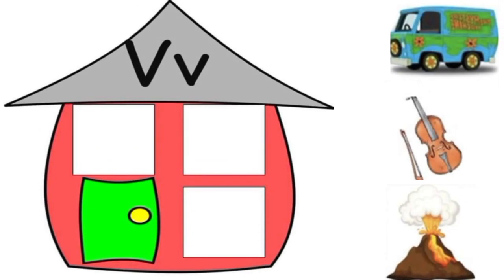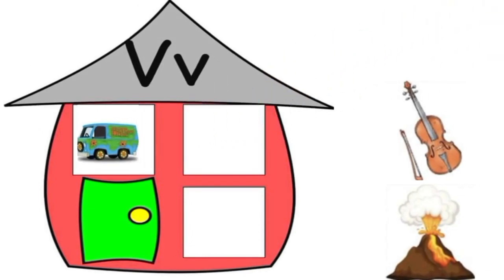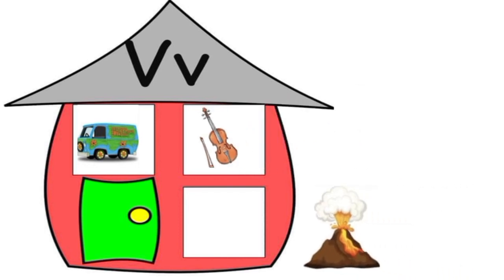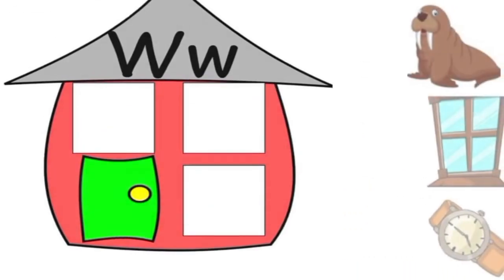V. V is for van. V is for violin. And V is for volcano.